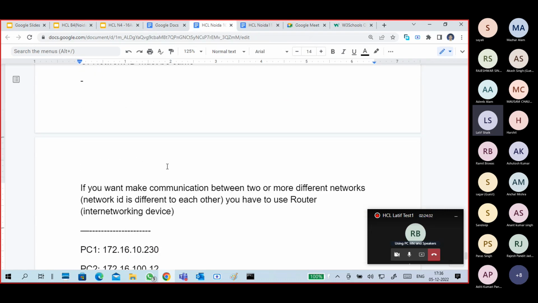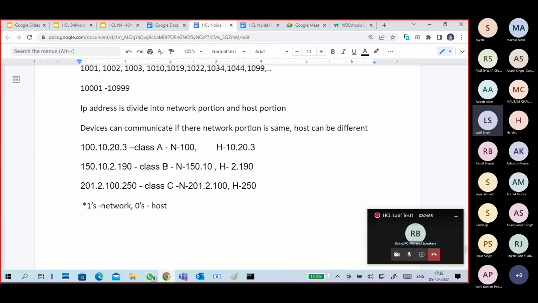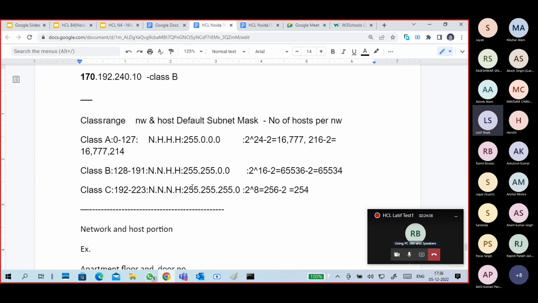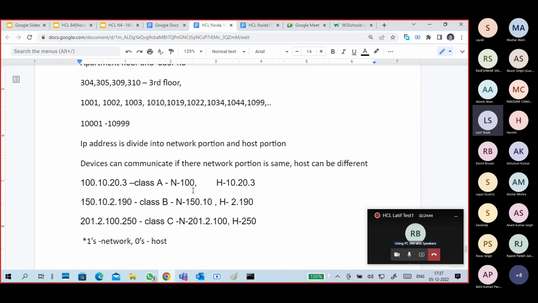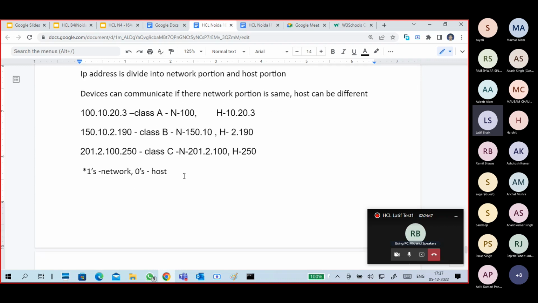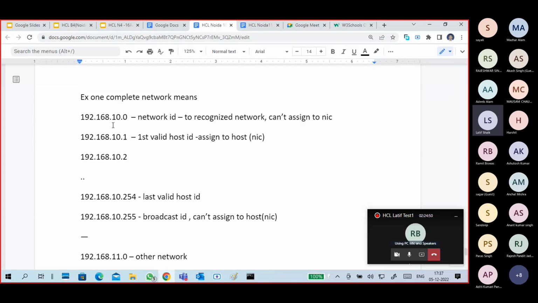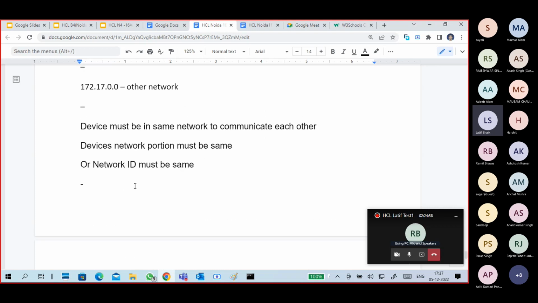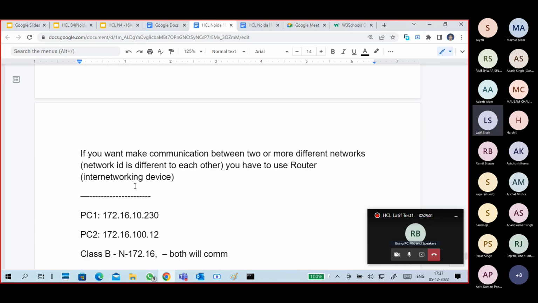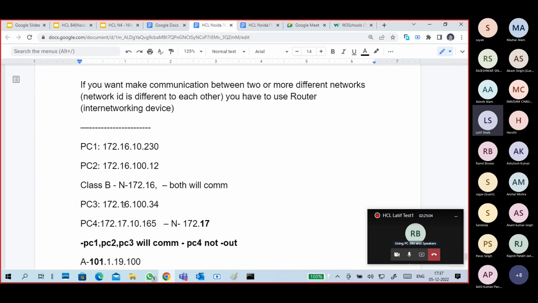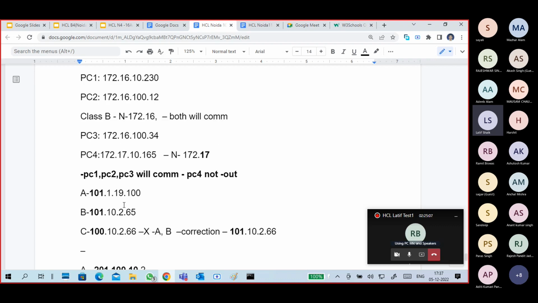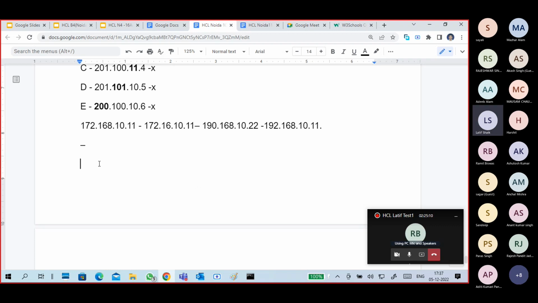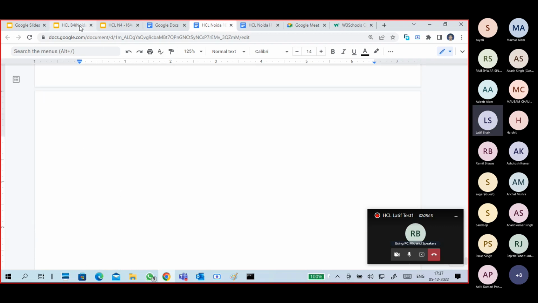Just before, we discussed classes and class ranges, network portion and host portions, and for each class, what their network range is, based on their network ID, what their network and host are, and their number of hosts per network. So if you have devices in the network and you want them to communicate, make sure their network portion is the same.